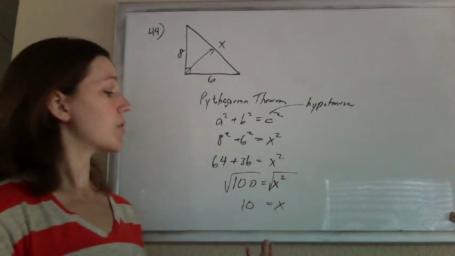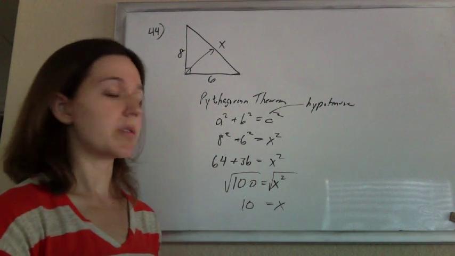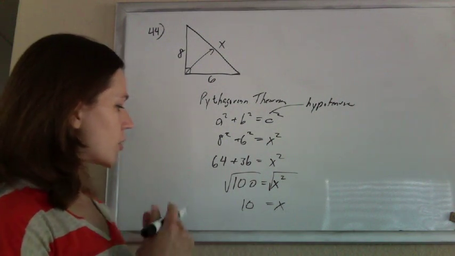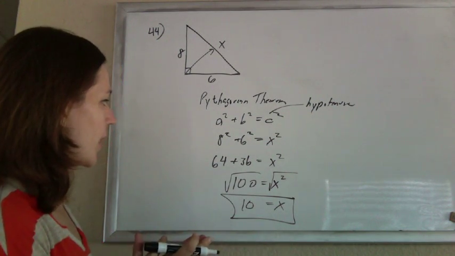You'll have a calculator as well with a little square root button. Just type in 100 square root, and that will give you it as well. So that's our answer. X is 10. We're done. A couple things to point out.